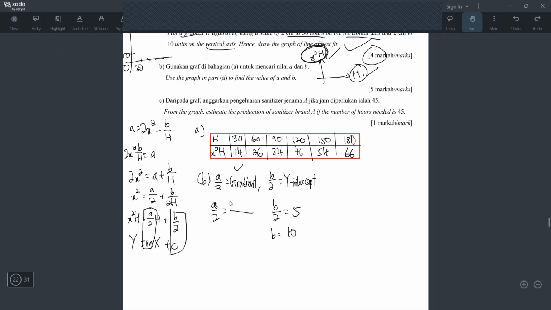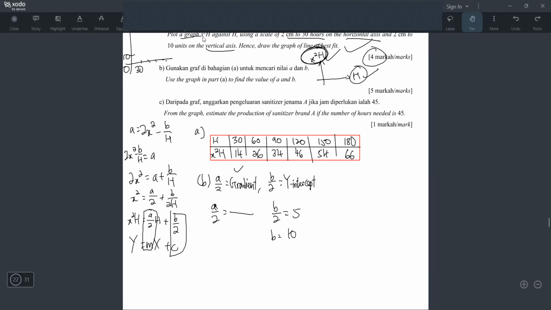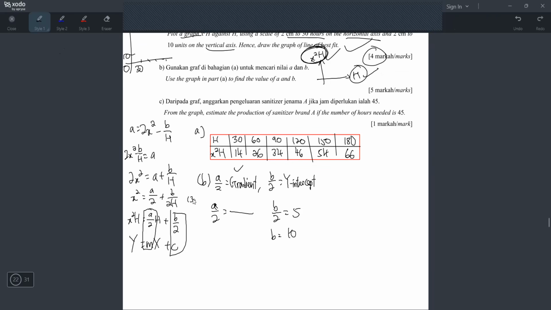Okay, so it will be, what is the point just now? 30, 14, all right? Let's write here, 30, 14, and then it will be 150, 54. So it will be y minus y, x minus x. So 54 minus 14 over 150 minus 30, which is, let's press, 1 over 3 lah. And then now you can find your A, which is just pindah the 2, so you get 2 over 3. Right? So that's how you do it. Okay, sudah siap.